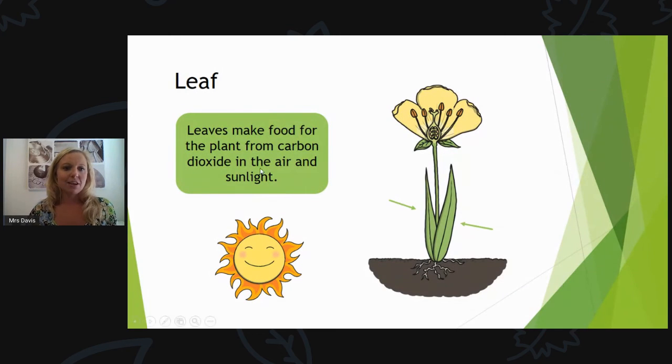Right, what about the leaves? So leaves make food for the plant, from carbon dioxide in the air and sunlight. Okay, so these leaves make the plant food. All right, and they do that from carbon dioxide. Now, carbon dioxide is in our air, it's all around us. Okay, we actually breathe out carbon dioxide. So the plant takes that in, and along with the sunlight, that's what it does to help make its food. So the leaves are very, very important.